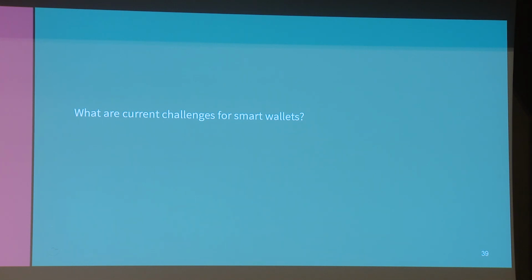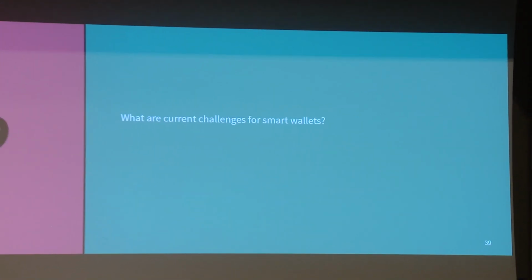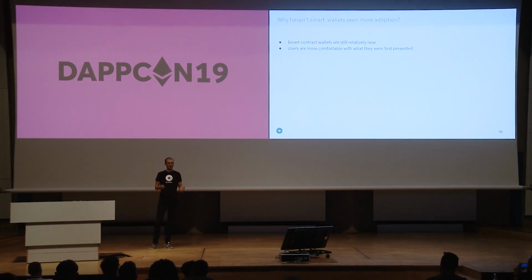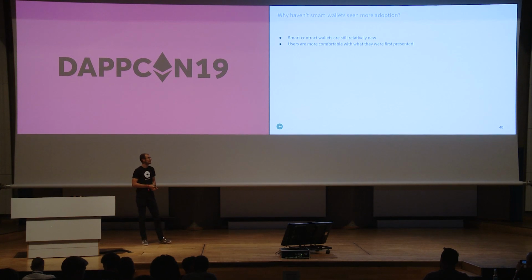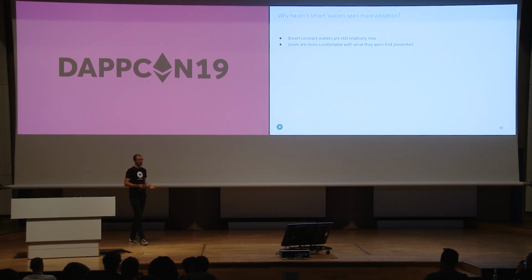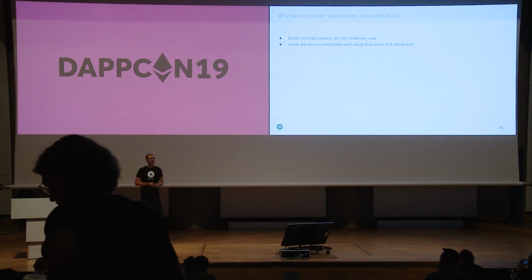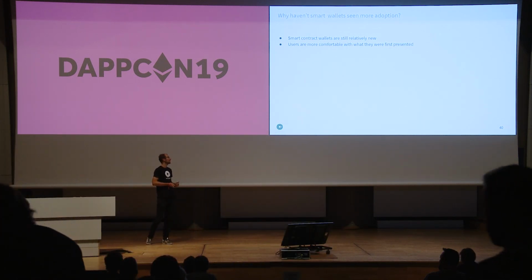Now, what are the current challenges that we faced? There's a lot of great tech, there's a lot of great ideas, but why haven't we seen more adoption of the Gnosis Safe and actually of smart contract wallets in general? First, they're still pretty new, so people are just much more comfortable with what they have been presented first when entering the space. This is in most cases still MetaMask, but it could also be any other wallet. Usually they are single private key-based wallets, and so this is a challenge.